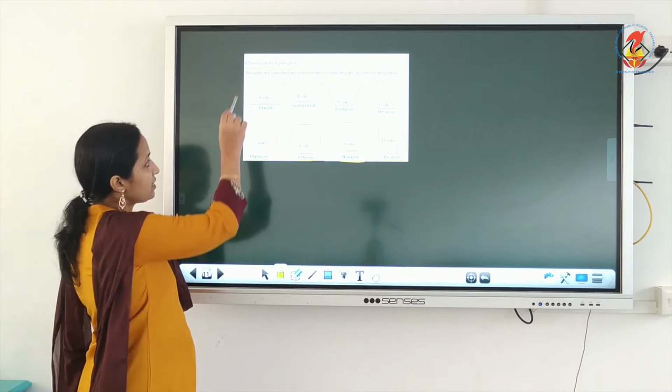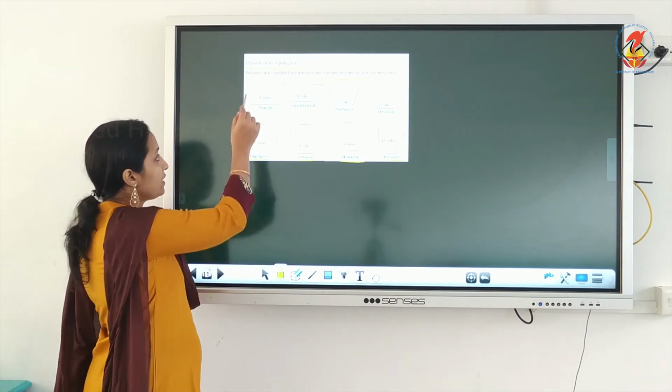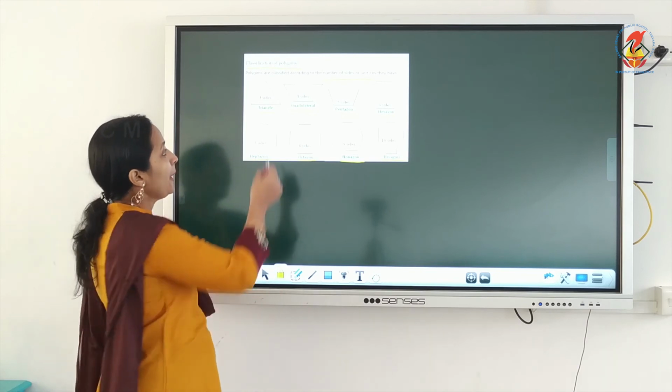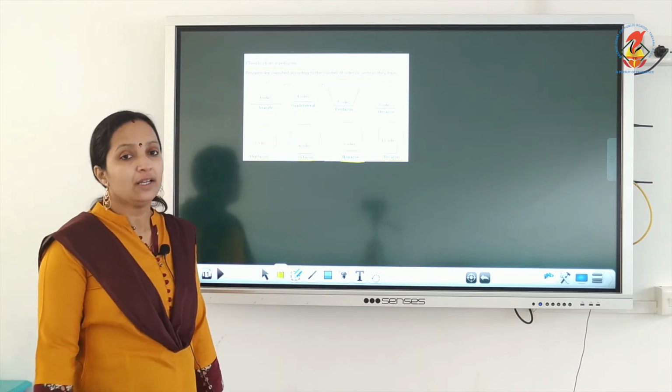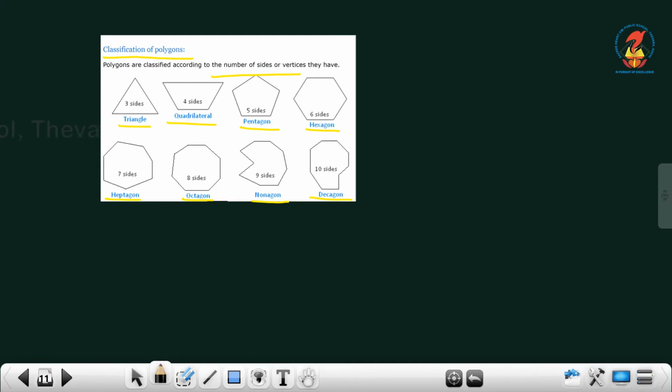3 sides, we already studied what sides are. Side means what? Line segments are representing sides. So if there are 3 sides, what is the name of the polygon? Triangle. And if there are 4 sides, what is the name of the polygon? Quadrilateral. If there are 5 sides, what is the name of the polygon? 1st side, 2nd side, 3rd side, 4th side and 5th side. 5 sides are there. So what is the name of the polygon? Pentagon. If 7 sides are there, what is the name? Heptagon. 8 sides are there, what is the name? Octagon. 9 sides, nonagon, and 10 sides, decagon.